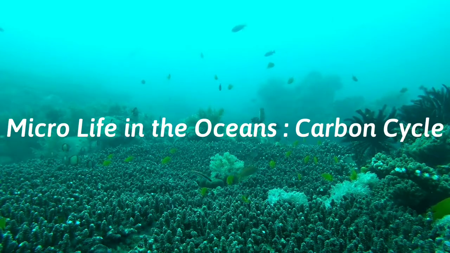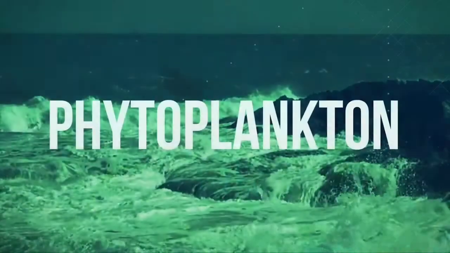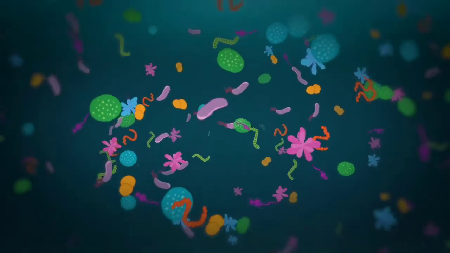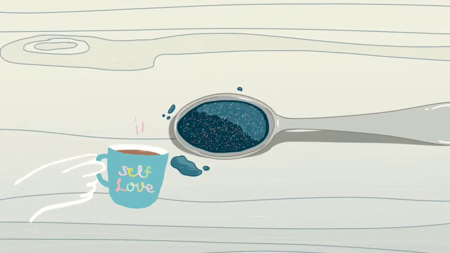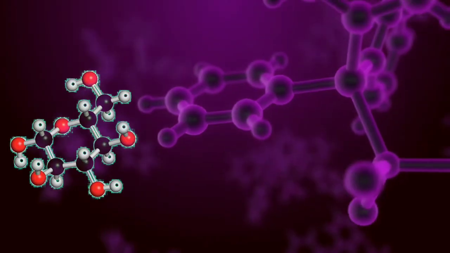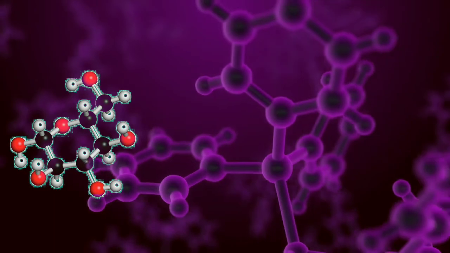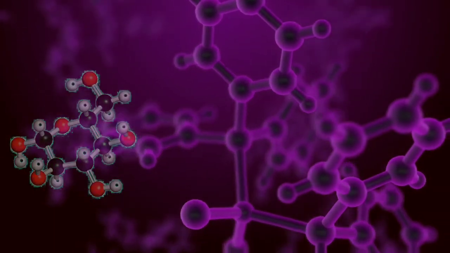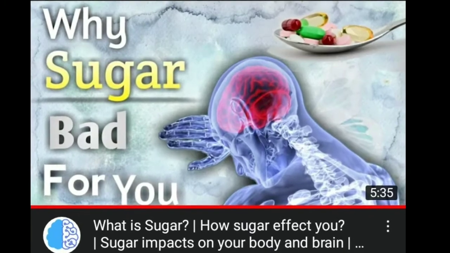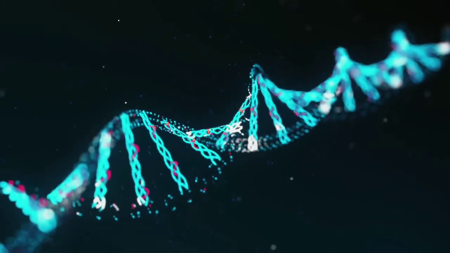Microlife in the ocean, the carbon cycle. Phytoplankton and bacteria are small marine organisms that support all life in the ocean. With only sunlight and carbon dioxide, phytoplankton can produce sugars. This process is called photosynthesis. Sugars contain carbon and hydrogen atoms and are therefore called carbohydrates. If you want to know more about sugar, then you can watch my sugar video, which link is in the description. Carbohydrates are the building blocks of living things.